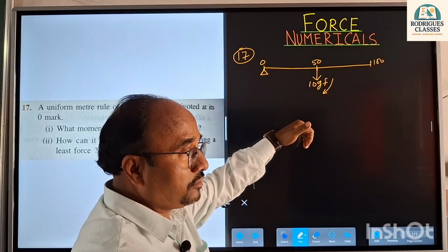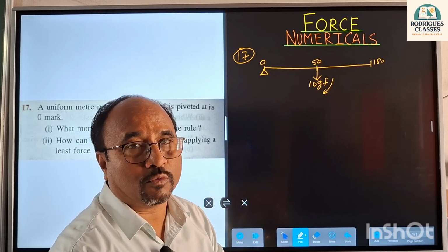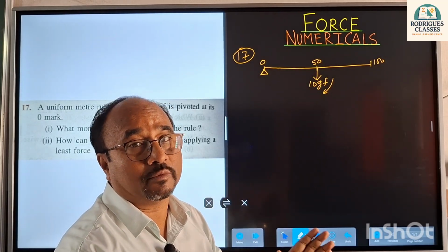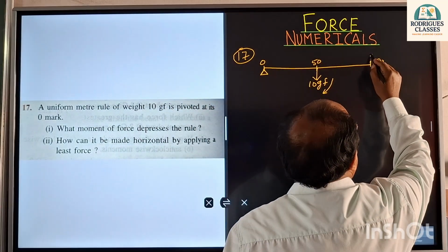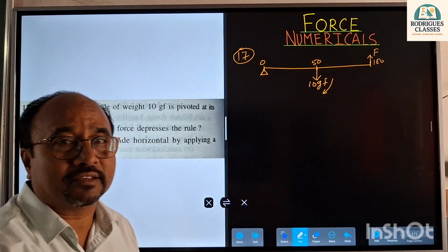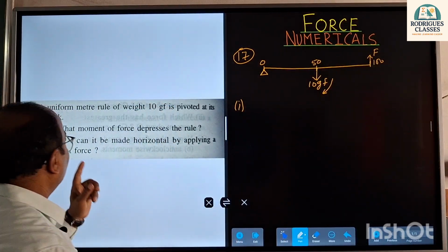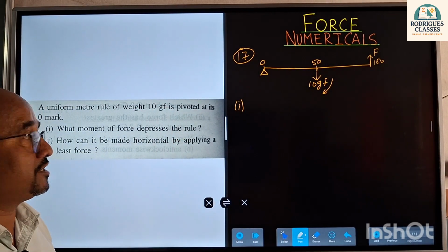So it is going down. We want to balance it. It should be raised up. Least force required, so the perpendicular distance should be maximum. So it has to be applied at the 100 place, and the least force I am taking as F. The first part tells us to find what moment of force depresses the rule.